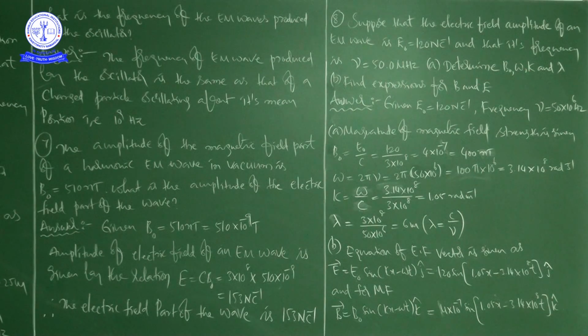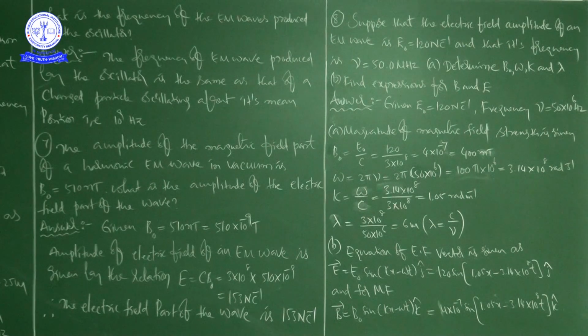A. See here. Determine B naught, omega, K and lambda. First B naught. The magnitude of the magnetic field strength is given by B naught is equal to E naught by C. What is E naught? It is a given value, 120. The value of C is 3 into 10 power 8.